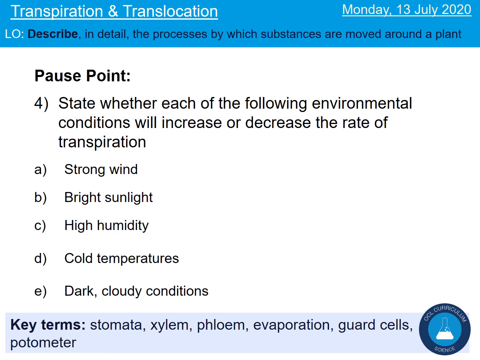For this 4th pause point, we can see we have 5 different environmental conditions. For each one, we need to identify whether they will increase or decrease the rate of transpiration in our plant. 1 minute to complete these 5 questions, pausing your video. And answers should be as follows.